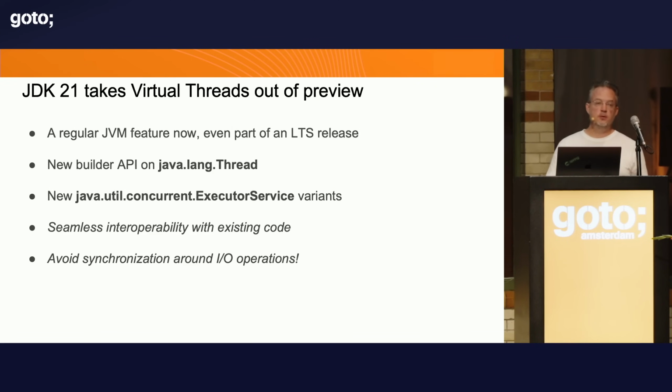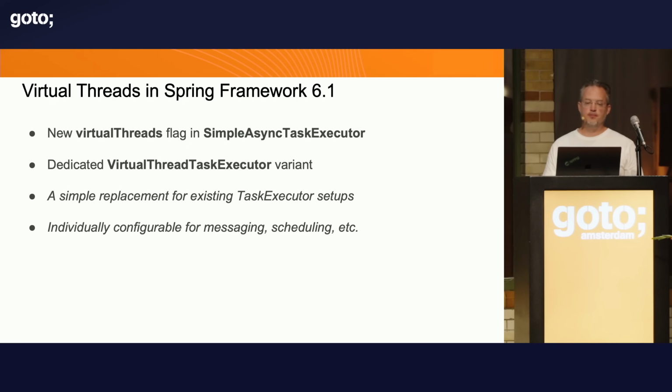Now, JDK 21, which is coming out later this year, brings virtual threads out of preview, so it's going to be a core feature in the JVM, even part of an LTS release, which is good news for all of us. There's a new builder API on java.lang.Thread to get a virtual thread, and there are also some new executor service variants. Ideally, this should give us seamless interoperability with our existing code, and we'll avoid synchronization around any I/O operations.